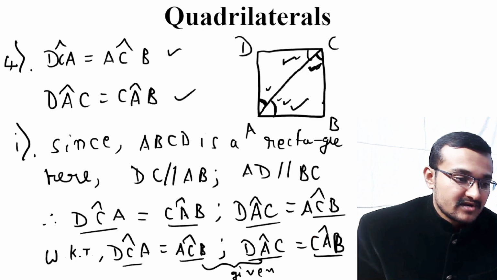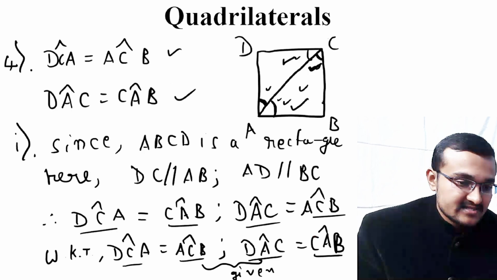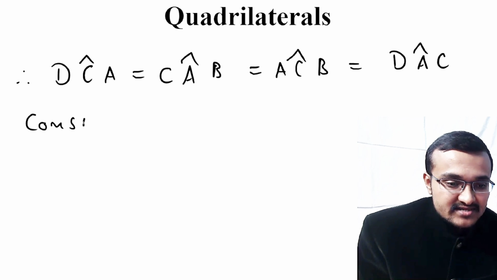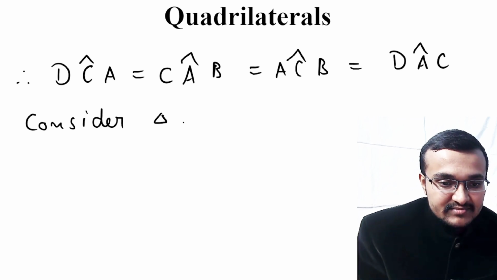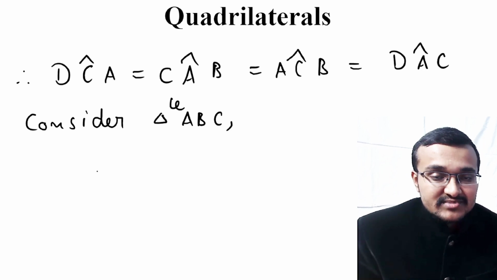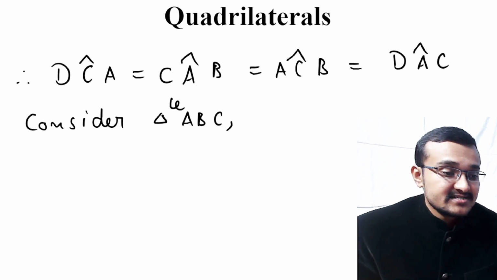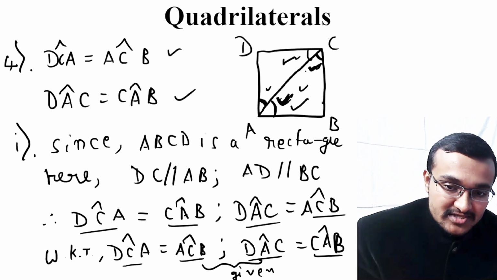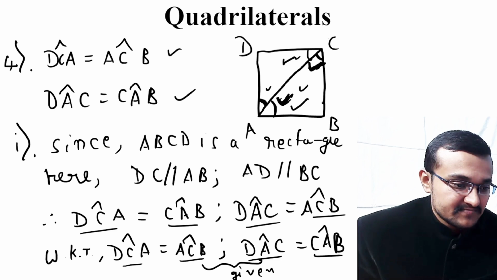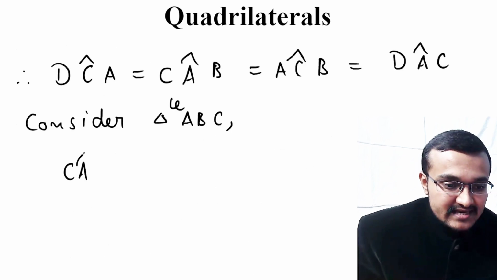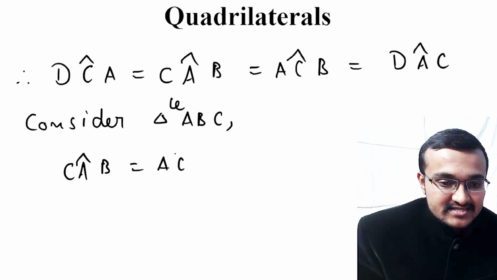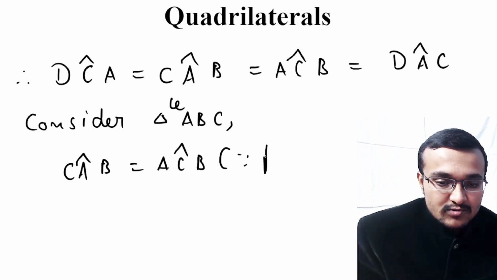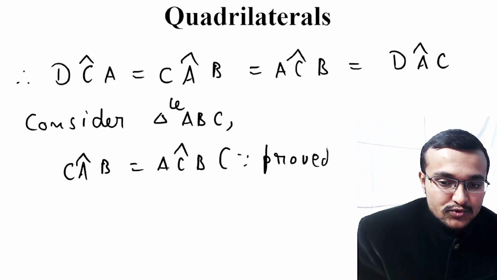Now we'll consider this particular triangle ABC. In triangle ABC, we know that these two angles are equal to each other. Just now we have proved all four angles are equal to each other. So that means these two angles, CAB and ACB, will be equal. So CAB is equal to ACB. This we have proved.